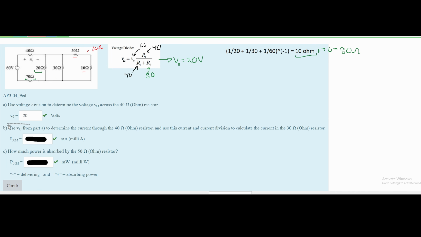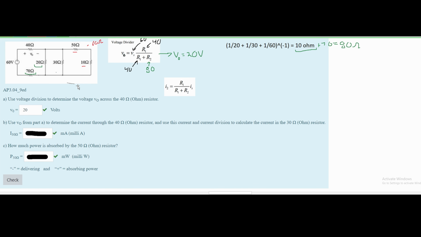In part B, we need to use V0 from part A to determine the current through the 40 ohm resistor, and use this current and current division to calculate the current in the 30 ohm resistor. To do this, we are first going to need our current division formula. This can be found in the notes linked below, where we have our I2 equal to R1 over R1 plus R2 times Is. This can be done with resistors in parallel, so what we need to do is have two parallel resistors to find this.